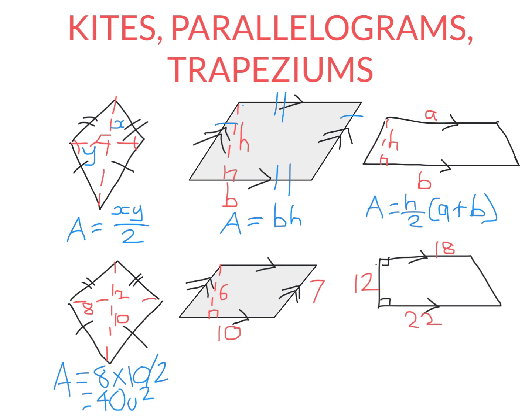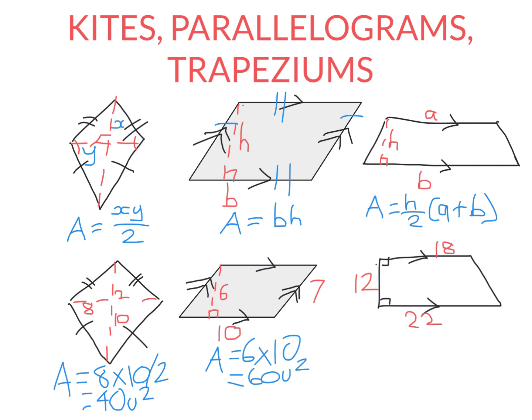For this parallelogram here, I know it's a parallelogram because it has two pairs of parallel sides. The area is base times perpendicular height. So the base is 10, perpendicular height is 6. This slant height allows us to calculate perimeter, but doesn't help us calculate the area. The area of this parallelogram is just going to be 6 times 10, which is 60. Once again, no units given, we just write units squared.